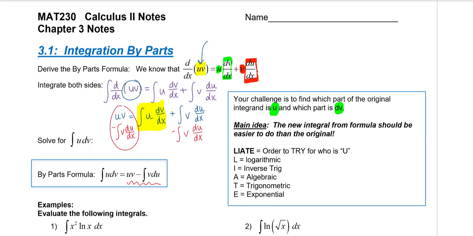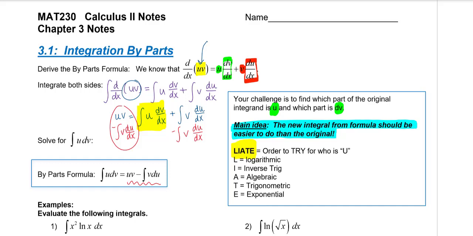So here's sort of a guiding rule of thumb. Again, this is an integration technique, so it's not necessarily one-size-fits-all, but your new integral should be easier to integrate than the original, or it should be working its way and you should be kind of seeing a path if you pick the correct u. So this is sort of a general rule of thumb. I'll just call it LIATE, and it's your order to try for who is your u.